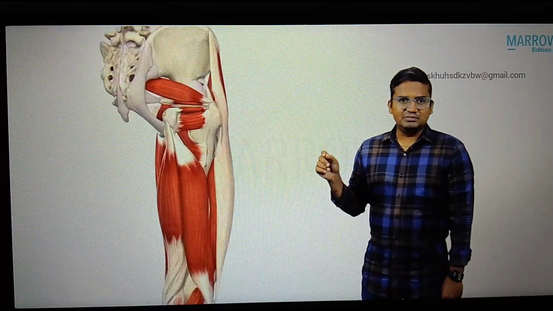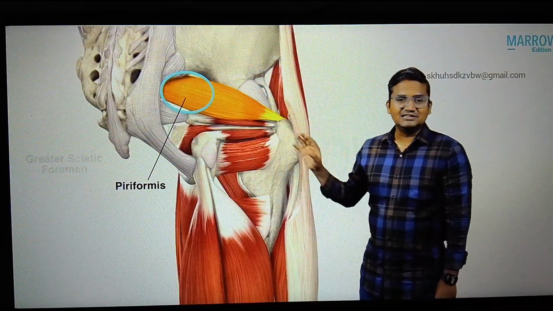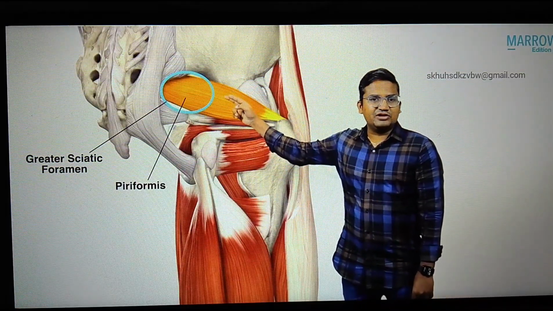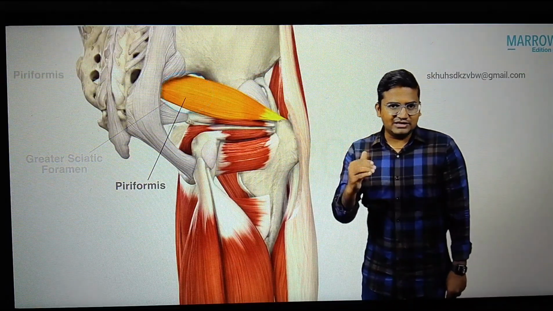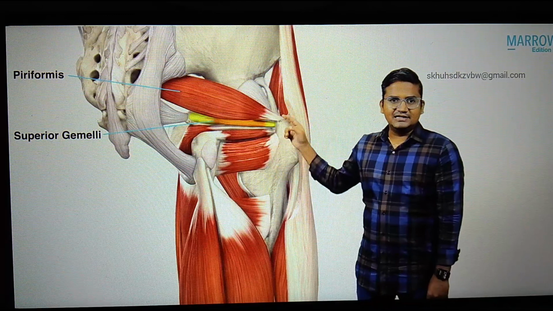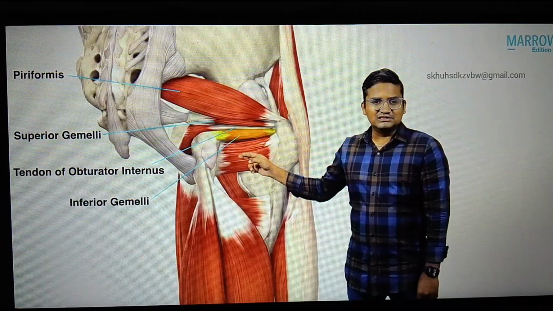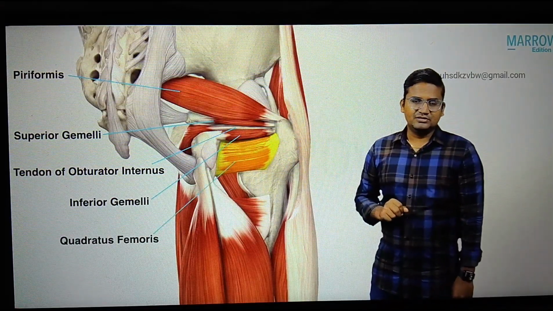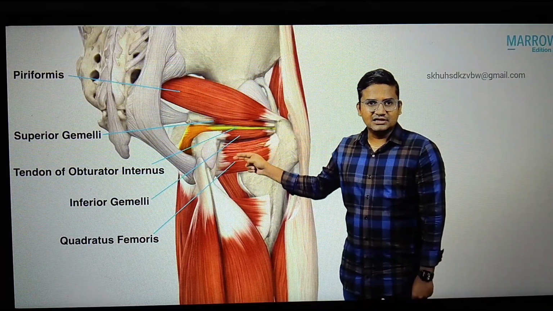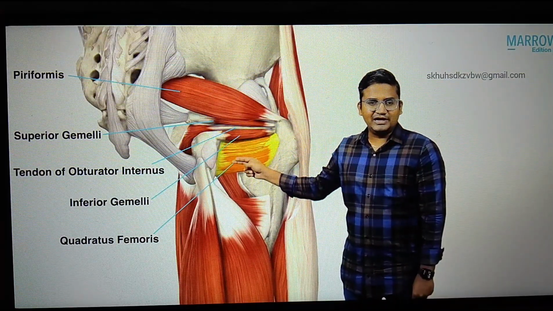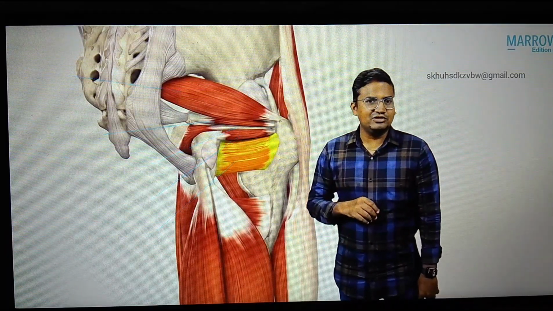Now we are seeing the piriformis muscle. The piriformis is coming via that foramen, our greater sciatic foramen. See there, there's the greater sciatic foramen and the piriformis is coming. Piriformis is a key muscle, and below that you are seeing the superior gemellus muscle, then the tendon of obturator internus, then the inferior gemellus muscle, and below that the quadratus femoris muscle. These are small muscles under the cover of gluteus maximus.